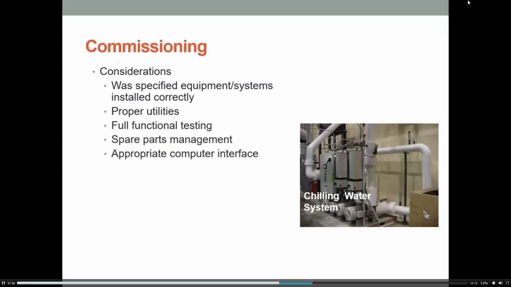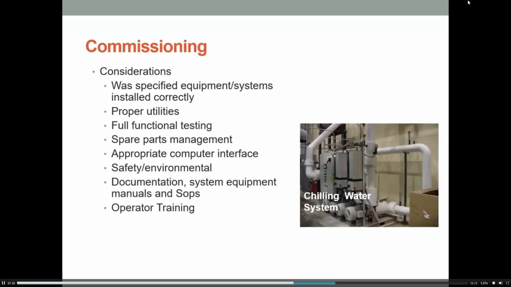Is there full functional testing being done so everything is operating as it should? Has there been a process put in place for managing spare parts? What spare parts are needed? Where can you get them? What's the lead time for them? How many sets do you need to keep in-house, and how regularly are you expecting to have to change them over? Is there an appropriate computer interface with your piece of equipment?